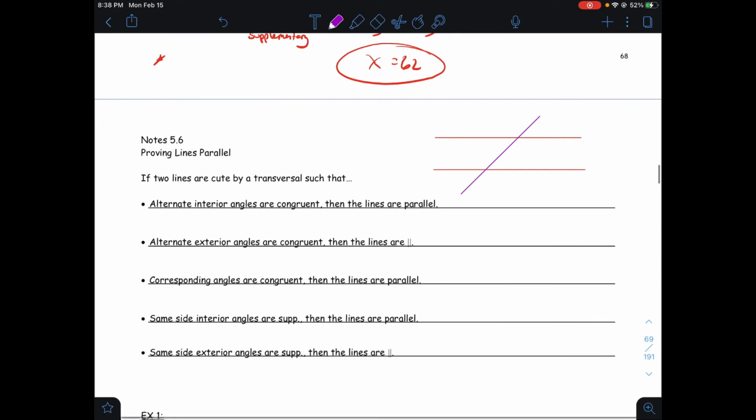So we know that alternate interior would be like these guys. If we had two lines cut by a transversal and we show that the alternate interior angles are congruent, they're parallel. Same thing with alternate exterior angles. If we show that two alternate exterior angles are congruent, we can say that the lines are parallel. Corresponding angles. So let's say we proved these two guys congruent. We could say that these two lines are parallel.